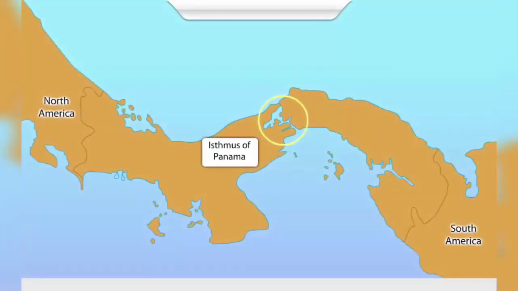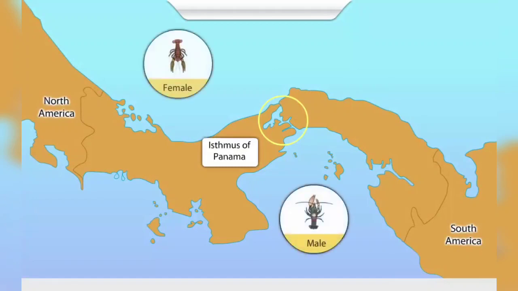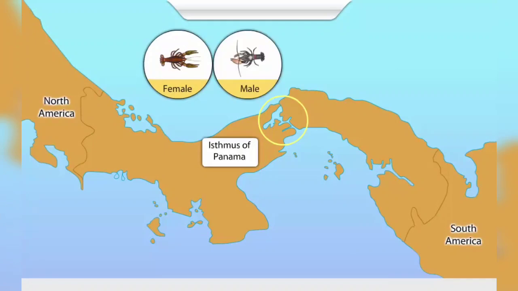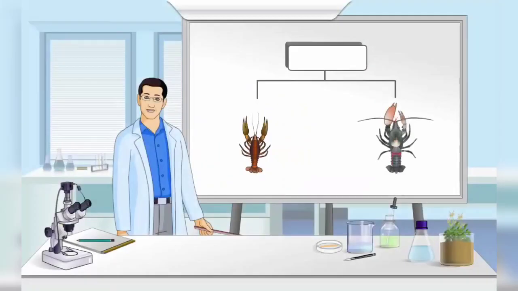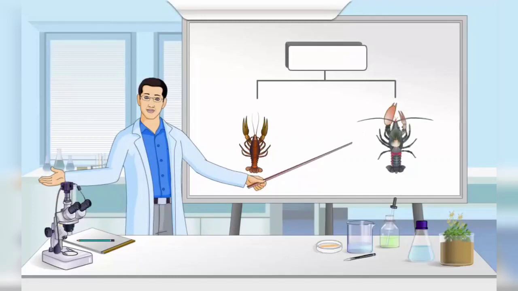As part of a study conducted by the Smithsonian Tropical Research Institute, a male and female shrimp from different sides of the isthmus were put together. It was expected that they would court each other, but instead, the shrimp snapped at each other aggressively. Finally, the research team concluded that the shrimps on both sides of the isthmus had evolved into two distinct species.